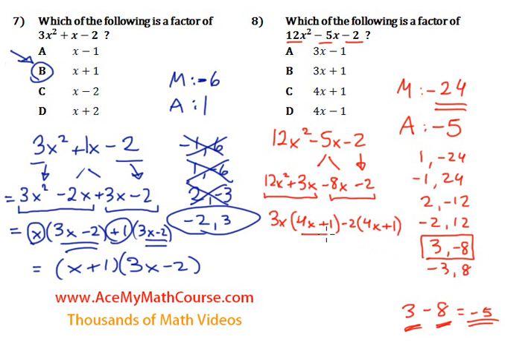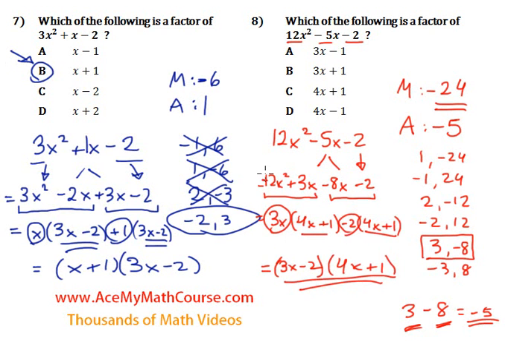Now, these two terms are repeating, so we can write 4x plus 1 just once and multiply it by 3x minus 2. And this is the fully factored form of our trinomial. Draw a line here. And so which one is our answer? C is the answer. And that's it.